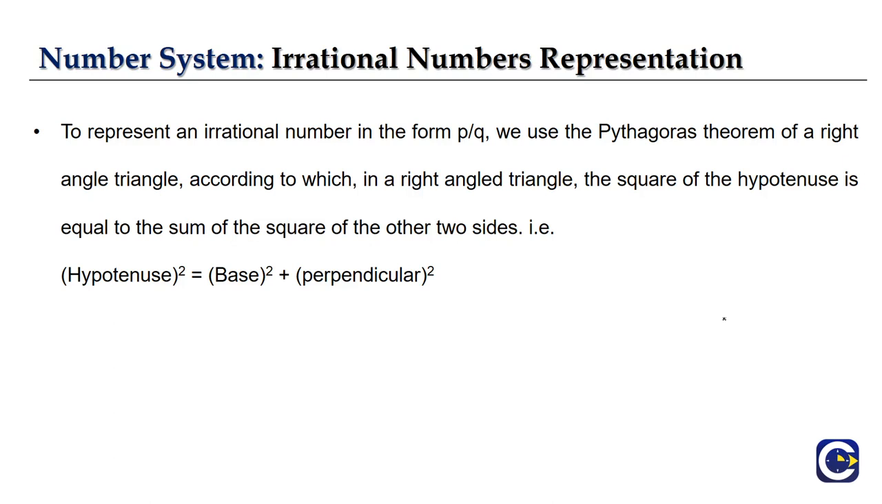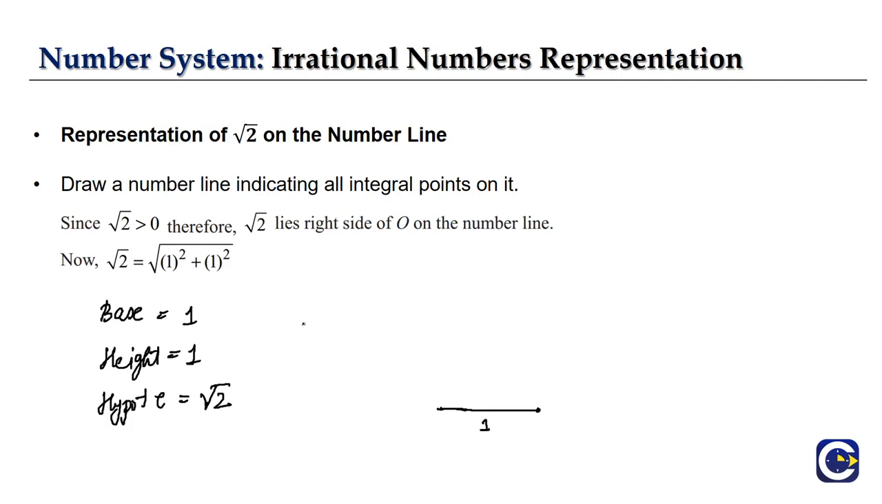So what does the basic hypotenuse theorem, or Pythagoras theorem, state? It's nothing but hypotenuse square equals base square plus perpendicular square. Using this condition for a right angle triangle, we will be representing our irrational numbers on the number line. So let's see our first one, which is the representation of root 2 on the number line.